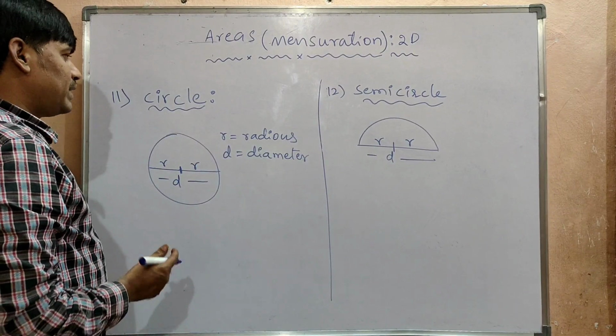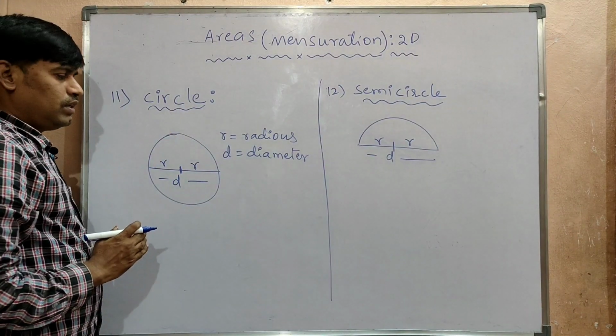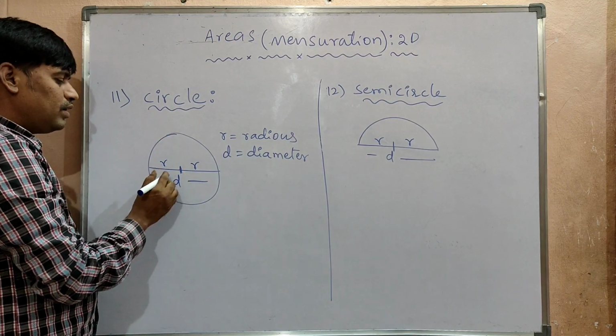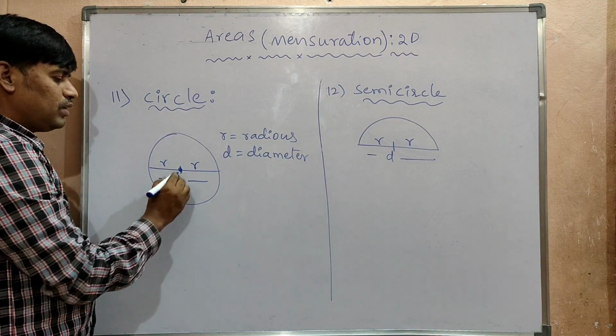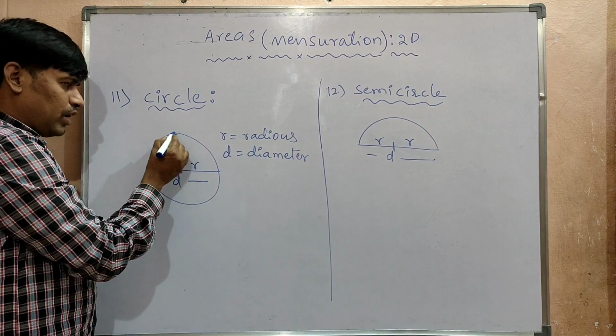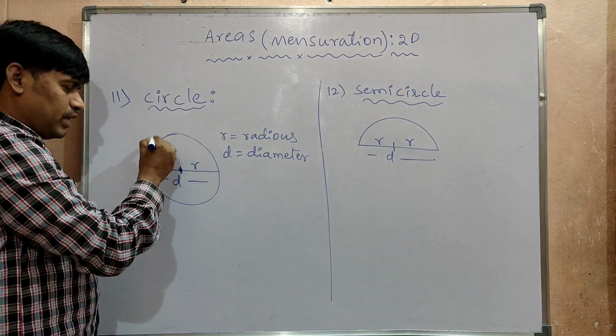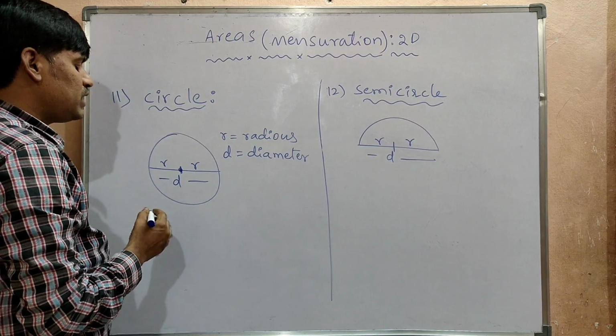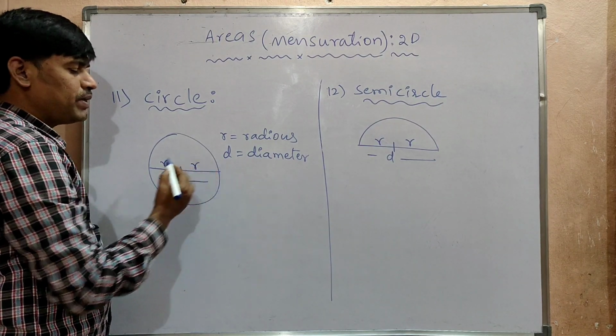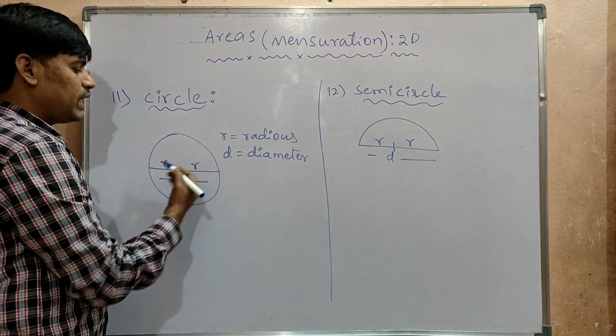Now I am taking circle formulas. Here in the circle, this is the center of the circle. This total is the circle, and it is the perimeter of the circle. The distance between the center and the perimeter is known as the radius.